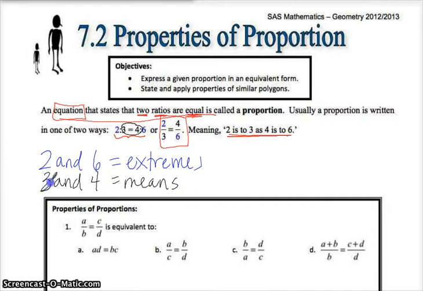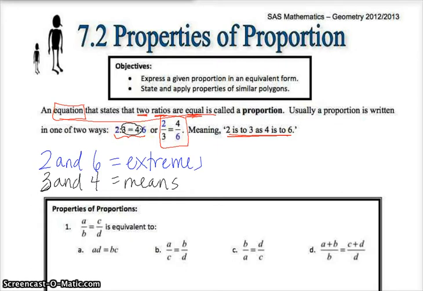Now, will we use those vocabulary words in class? Might we state something about the means or the extremes in a problem? Sure. So be familiar with the vocabulary. It may not be used a lot, but when it is used, we anticipate or hope that you would understand what that means. So the extremes are kind of on the outside, right? And the means are on the inside.